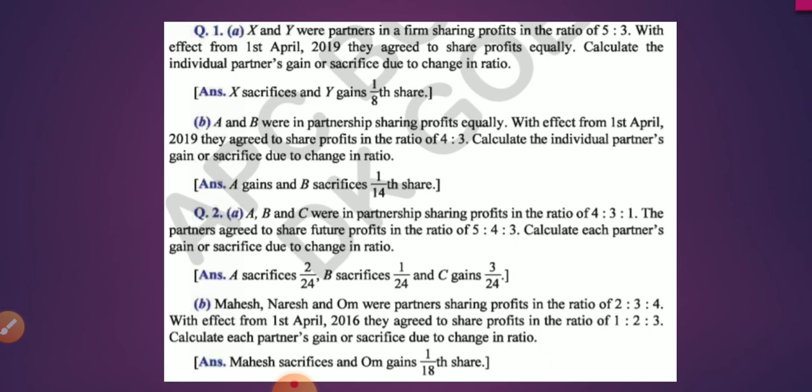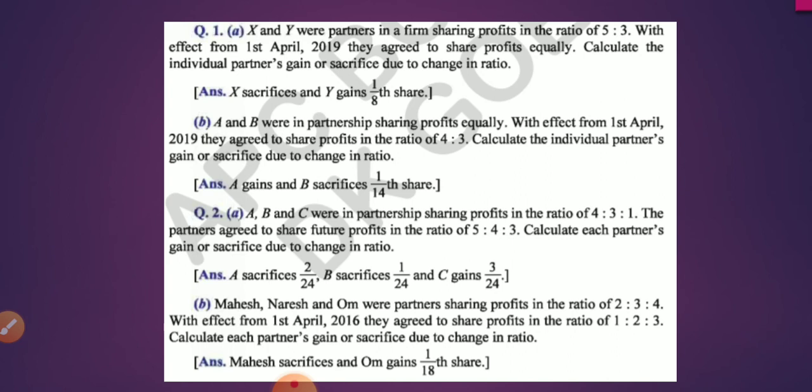Question number 1. X and Y were partners in a firm sharing profits in the ratio 5:3. 5:3 is the old ratio. With effect from 1st April, they agreed to share the profits equally. 1:1 is the new ratio. Calculate the individual partner's gain or sacrifice.